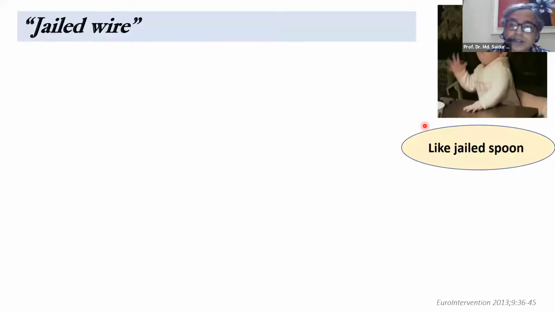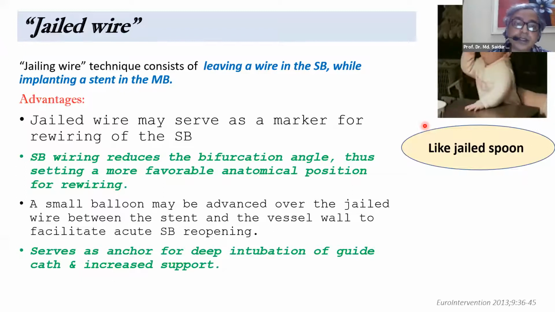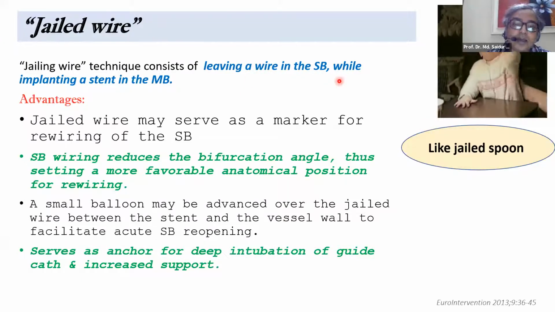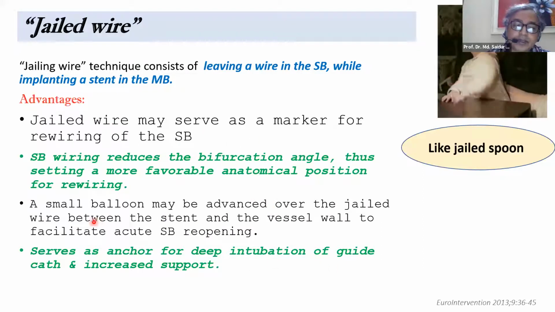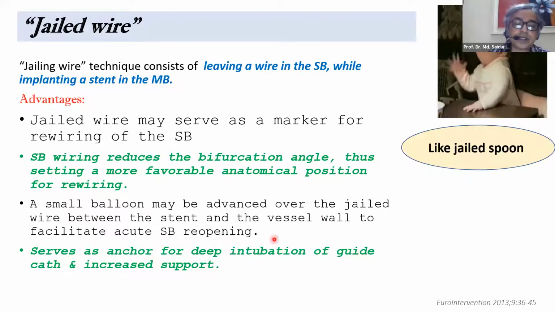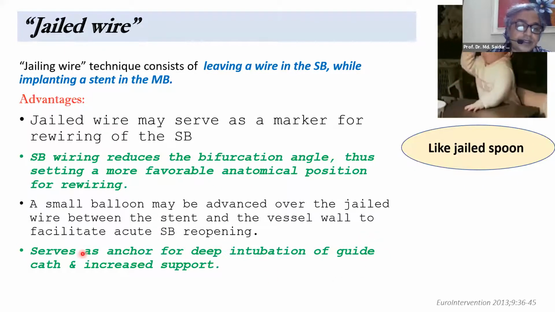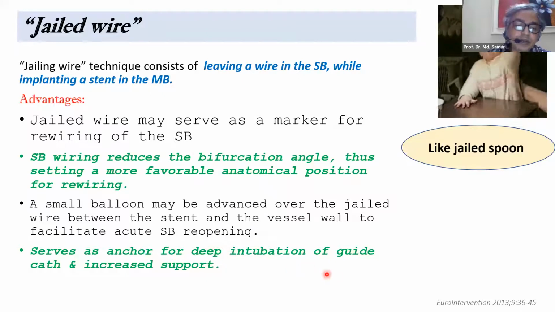And next comes the jailed wire. This is very, very important. The jailed wire technique consists of leaving a wire in the SB while implanting a stent in the MB. And the jailed wire may serve as a marker for rewiring of the SB, and at the same time a small balloon may be advanced over the jailed wire between the stent and the vessel wall to facilitate the acute SB reopening. And most importantly, which I love, it serves as an anchor for deep intubation of the guide catheter and increased support. So the jailed wire we always have to remember.